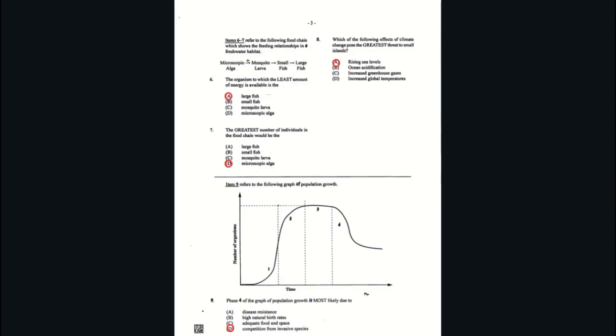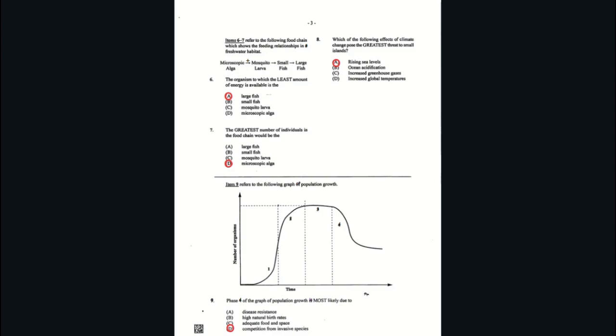So let's talk about questions 6 to 7. It refers to the following food chain, which shows the feeding relationships in a freshwater habitat. So we have microscopic algae to mosquito larva, small fish, large fish. That's basically a simple food chain. The organism to which the least amount of energy is available is going to be the large fish. And it goes back to the same point I was trying to make, that in a food chain, so much energy is lost, right? So much energy is lost.